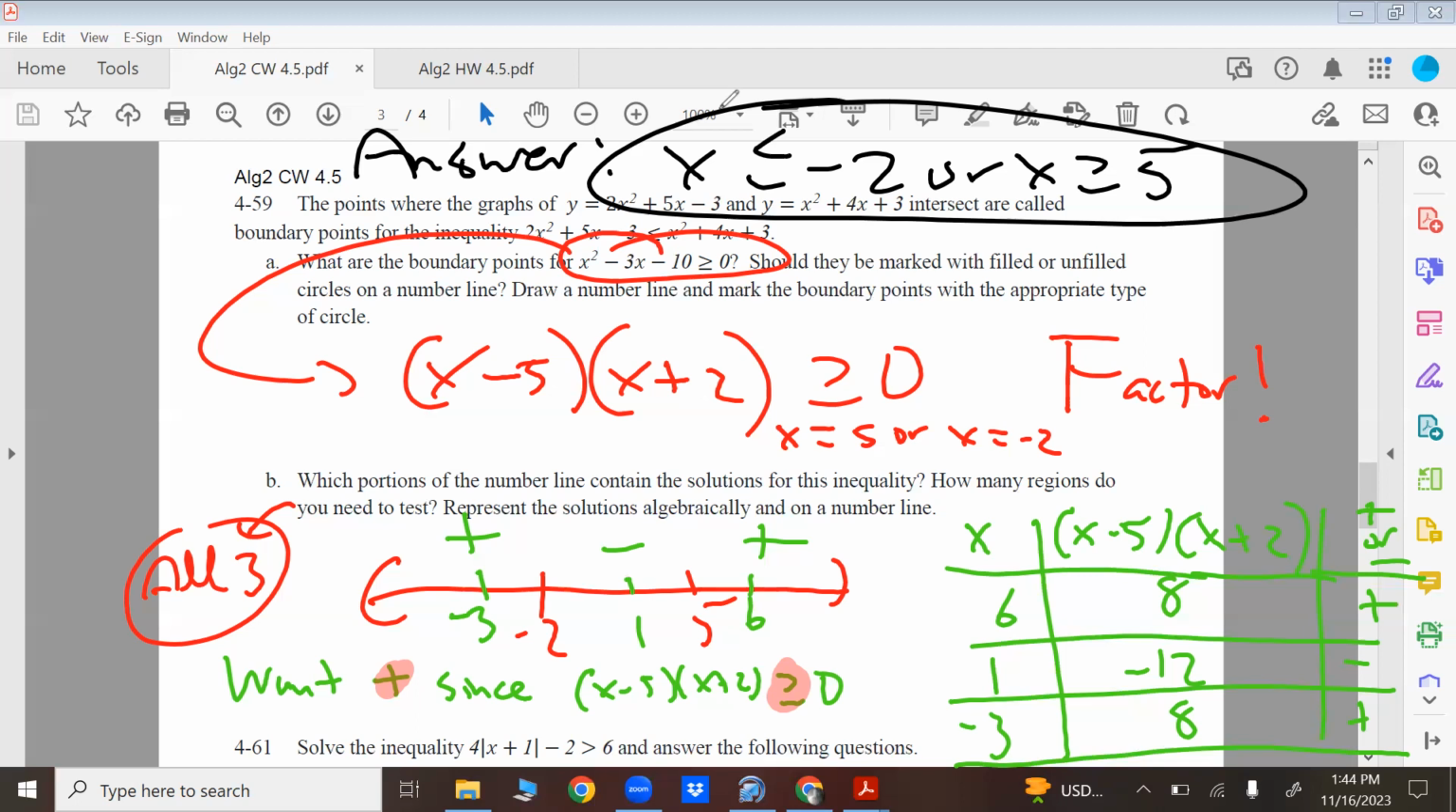Well, I still don't understand how x is greater than or equal to 5. Okay, because I tested this interval, right? So any x value bigger than 5 makes that true. Like if I put in 5.01, that makes that true. Think about it. What's 5.01 minus 5? That's positive. What's 5.01 plus 2? Positive. Positive times positive is positive. Positive is greater than 0.